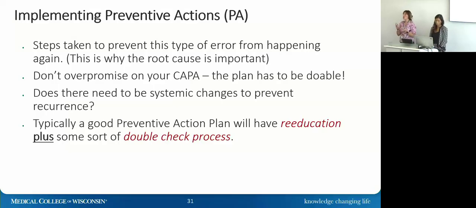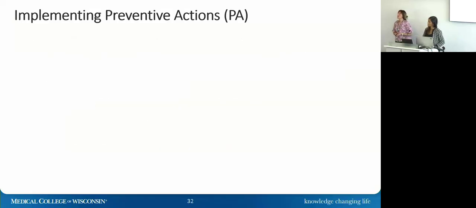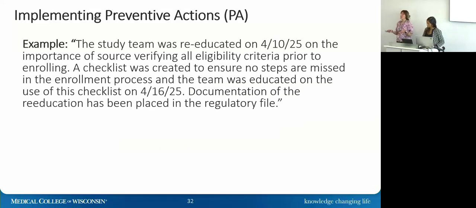Like I mentioned before, typically a good preventative action plan is going to have two components: re-education, and some sort of double check process. So here's an example of a preventative action. The study team was re-educated on 4/10/25 on the importance of source verifying all eligibility criteria prior to enrolling. A checklist was created to ensure no steps were missed in the enrollment process, and the team was educated on the use of this checklist on 4/16/25. Documentation of the re-education has been placed in the regulatory file.